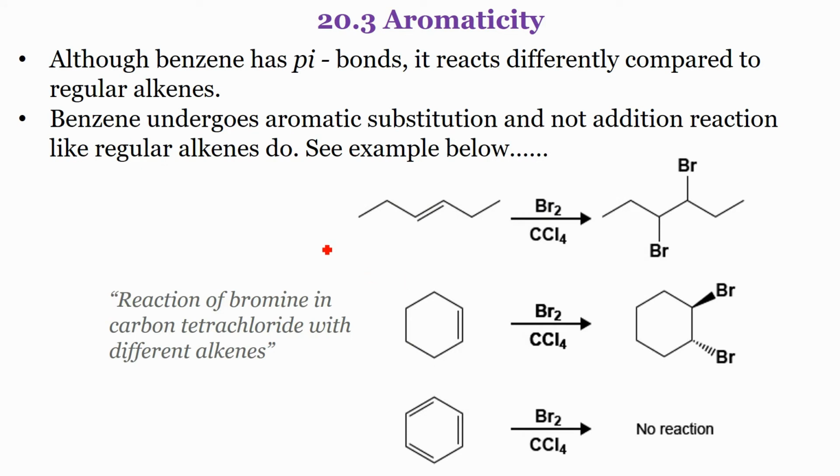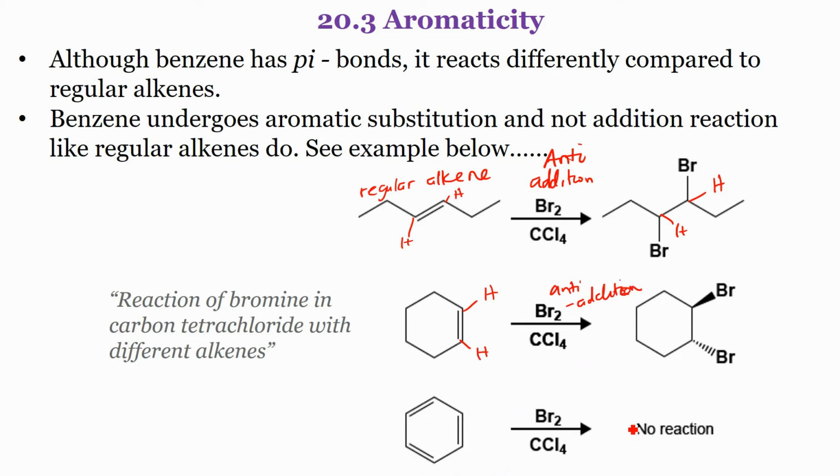So again, regular alkene will do addition. See, the bromines are added across. You did not lose any hydrogen. The hydrogens are still there. Similarly here, and usually it's anti-addition, which means the bromines are added in opposite orientation. So same thing with the ring. Anti-addition.